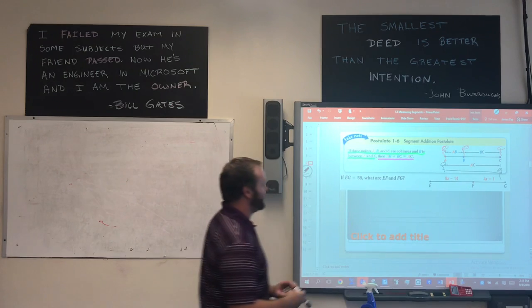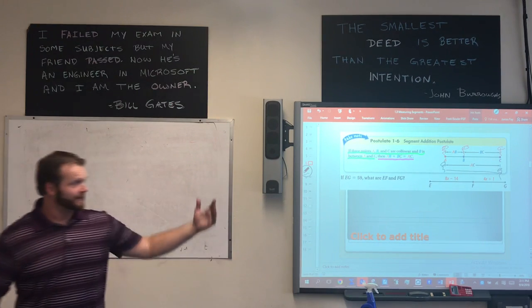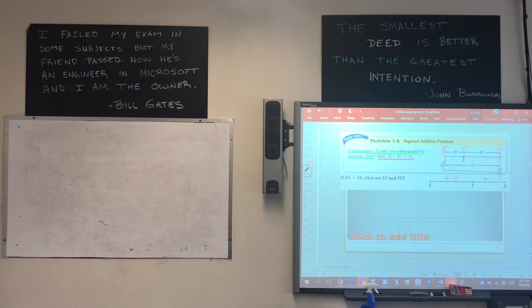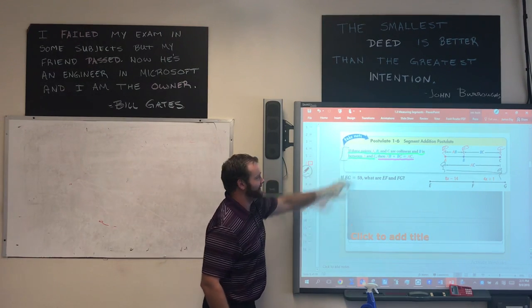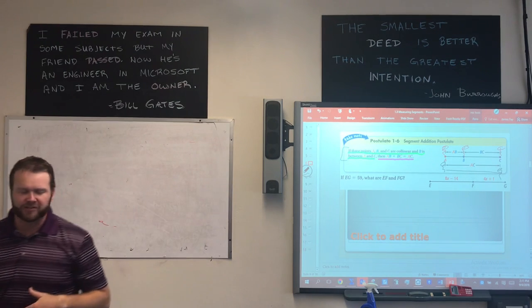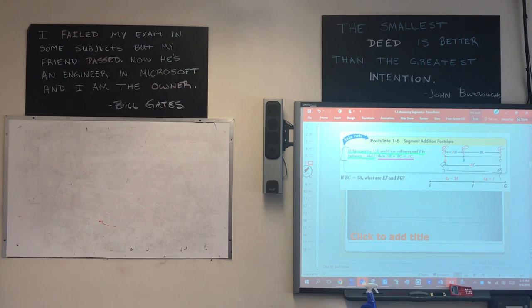So when we get to an example here, I want to look at that segment EG. Okay? There's a point in the middle, F. I'm going to tell you that E, F, and G are collinear. F is between E and G, so this whole thing is satisfied. So I should be able to set up an equation that allows me to address this particular problem and solve for X, and then eventually for EF and FG.